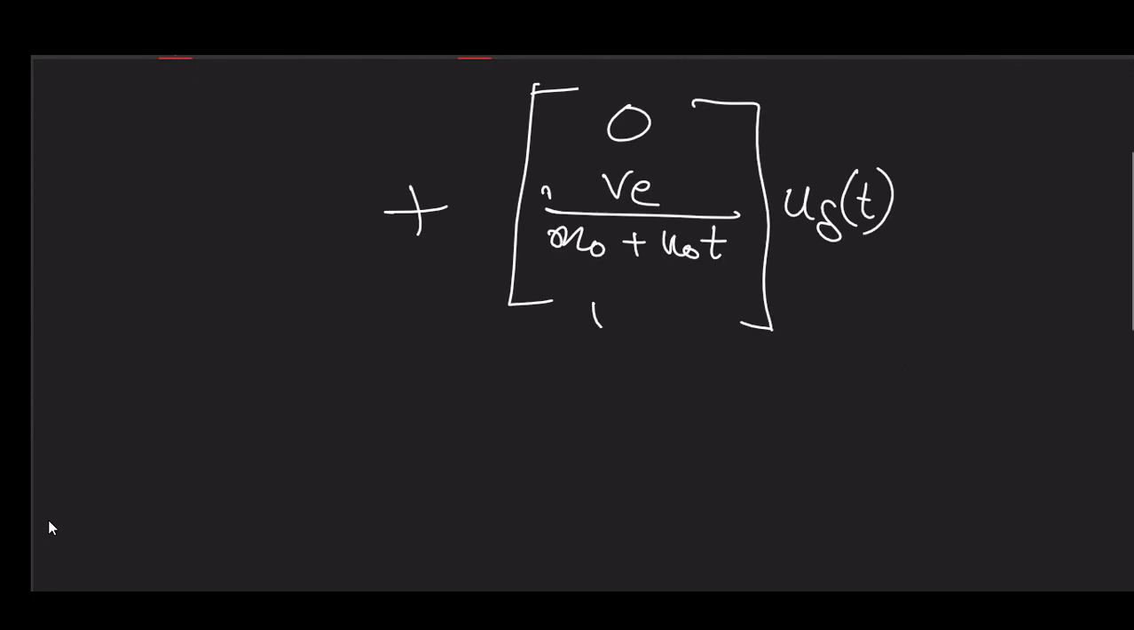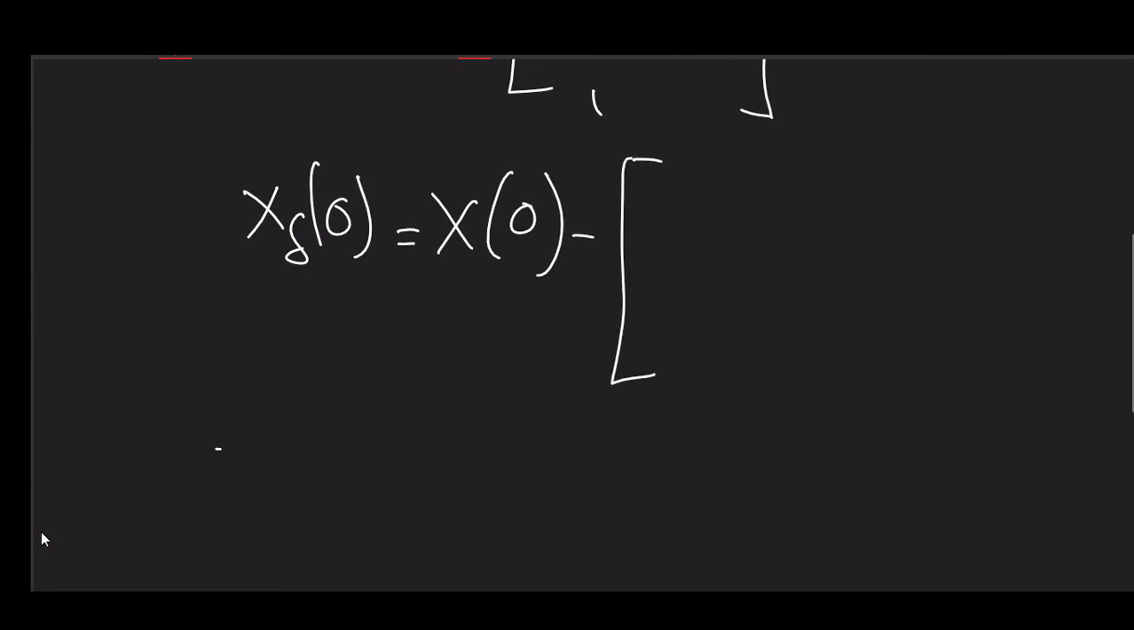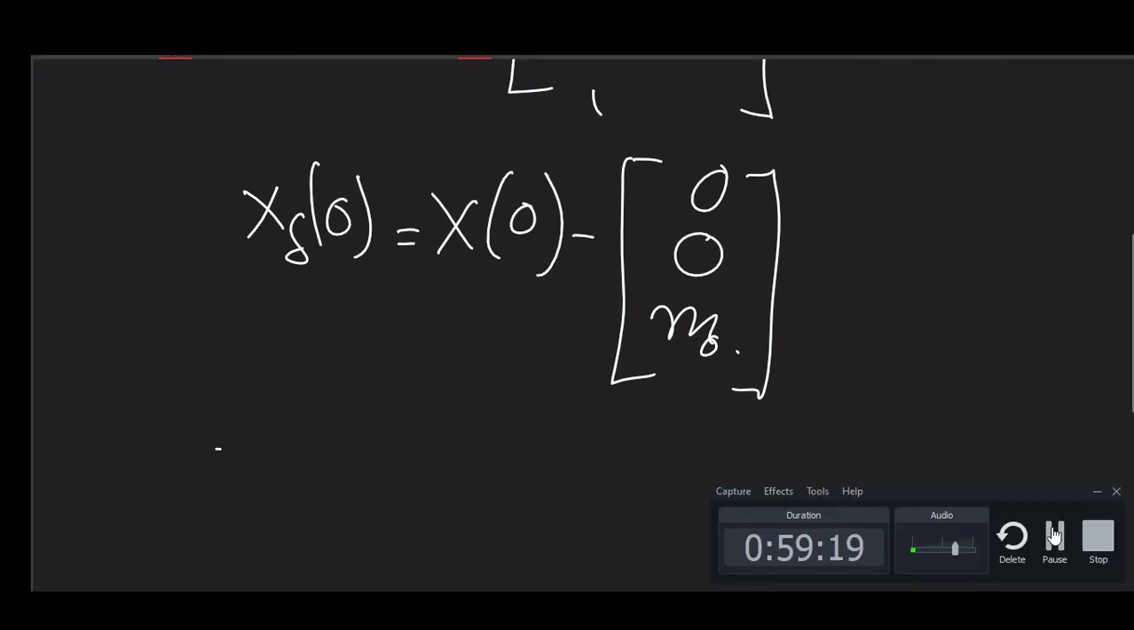Now what about your x delta 0? X delta 0 should be something like minus your nominal one, that is 0 0 m naught. So from this you start and you get the linearized model. Well, so that's all. In the next video we'll discuss the solution of the state equation.